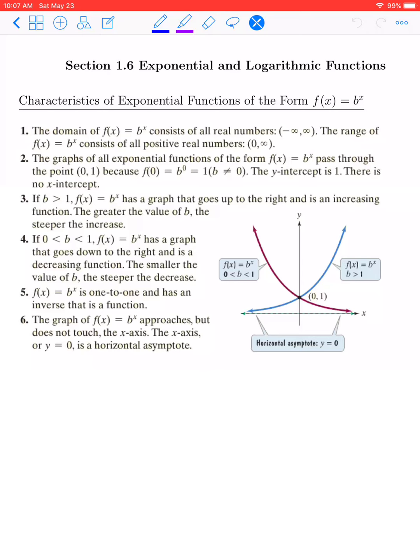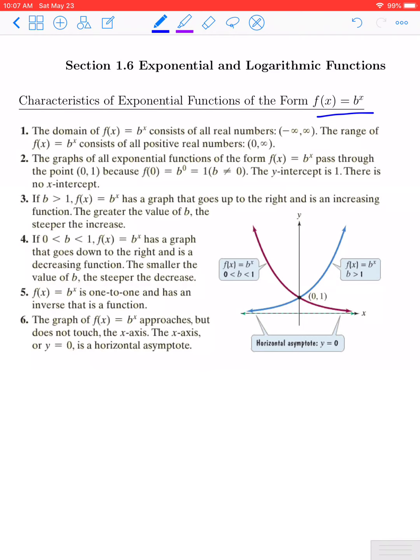In section 1.6, we're going to review exponential and logarithmic functions. We'll start by looking at the exponential ones. So these are functions of the form f of x equals b to the x, where the base has to be greater than 0 and also different from 1.